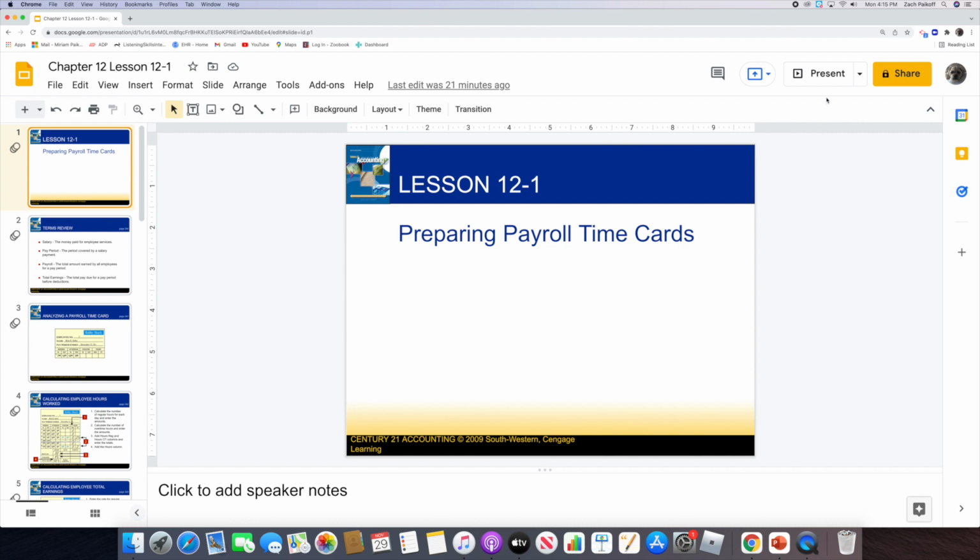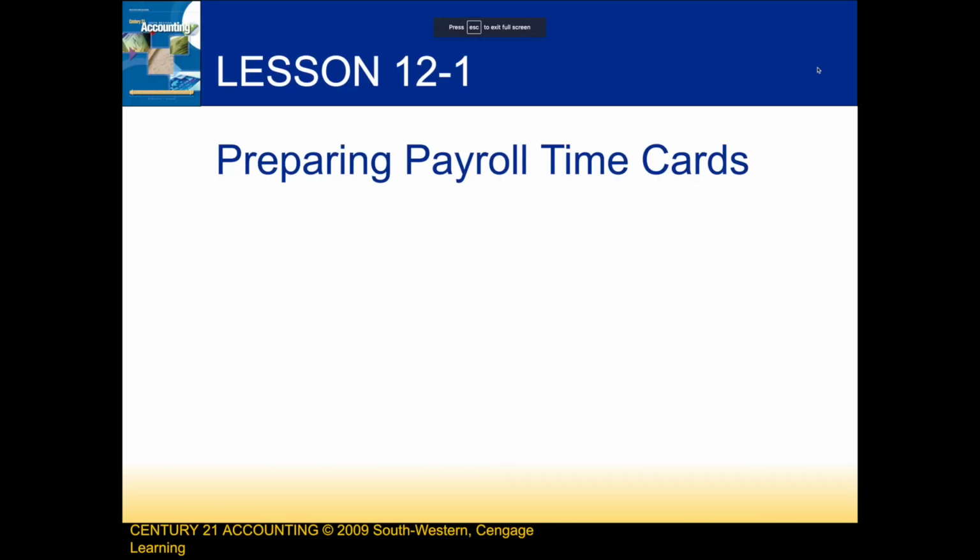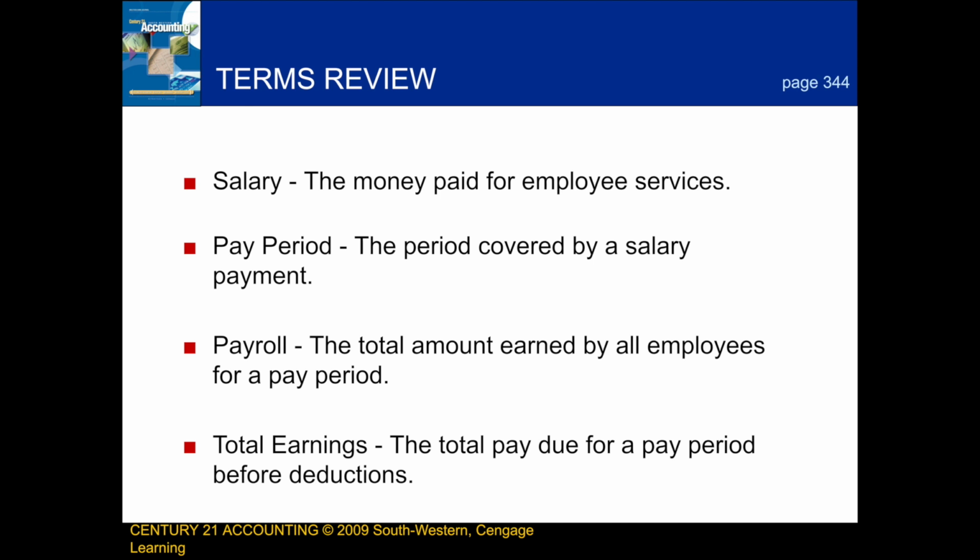Alrighty, so now we're going to be moving on to the 12-1 text, which is the first lesson in Chapter 12. And in this lesson, we will be learning about preparing payroll time cards. Okay, so there are some key terms that I'd like to go over before we start the accounting part of this lesson. A salary is the money paid for employee services. A pay period is the period covered by a salary payment. A payroll is the total amount earned by all employees for a pay period. And total earnings are the total pay due for a pay period before deductions.